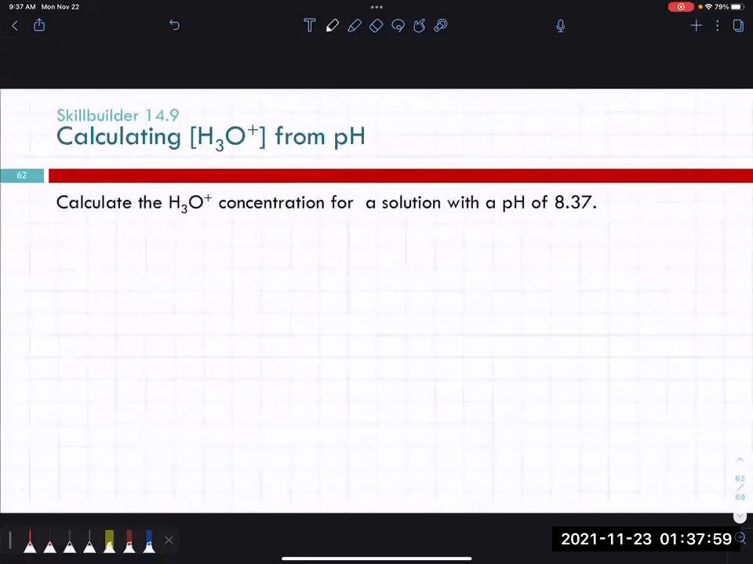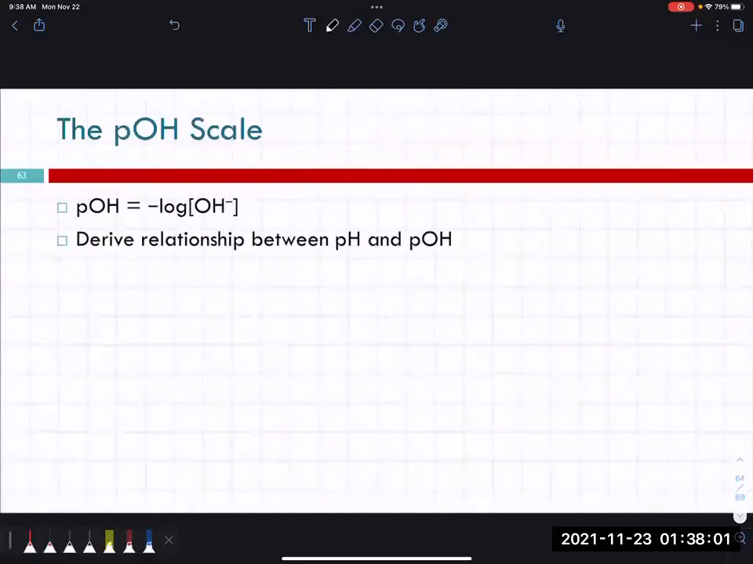There's one thing that I want to get to before though. So pOH is the same thing. You just have to start with the negative log of the OH concentration. Oh, derive the relationship. Okay. Let me do that. Right. So if pOH is the same thing as pH, just using hydroxide concentration, we can do this.